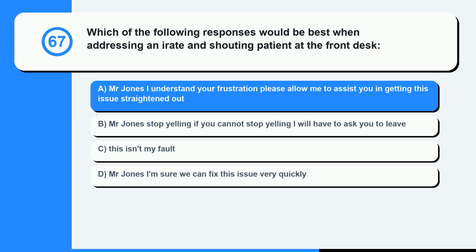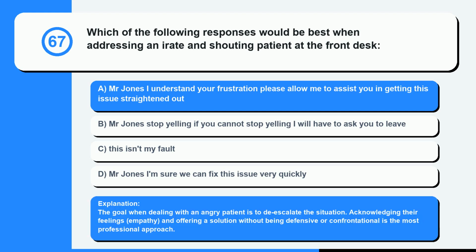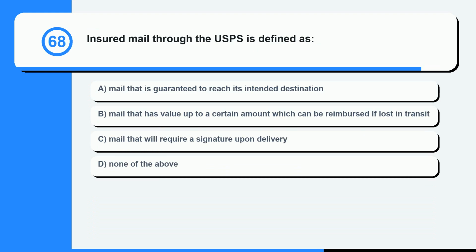Question 65. When answering the telephone, other than taking a patient's name, what other piece of information should be gathered at the beginning of the call? A. Telephone number. B. Date of birth. C. Reason for the call. Or D. Address? The correct answer is A. Telephone number. It is critical to obtain the caller's phone number early in the conversation in case the call is accidentally disconnected. This allows the staff to call the patient back immediately.